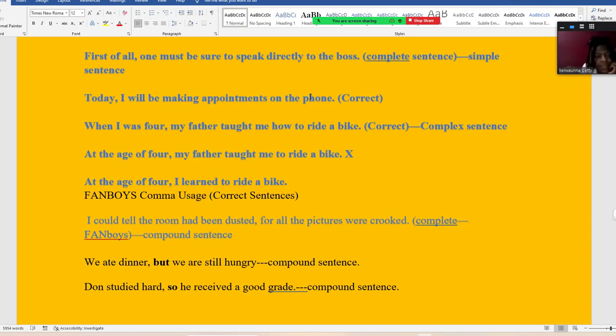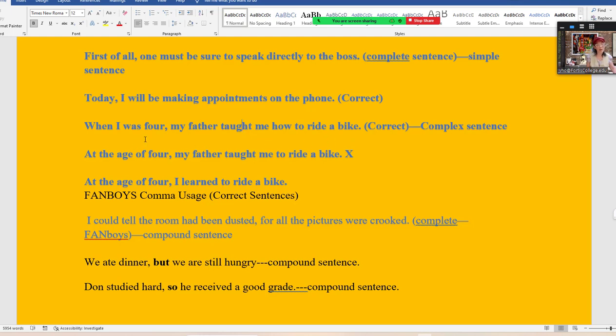That's a simple sentence. Because it's the time, it gets a comma, right? Yes, before the subject. Correct. But if I put "today" at the end of the sentence, you don't need it. Correct. "When I was 4, my father taught me how to ride a bike."